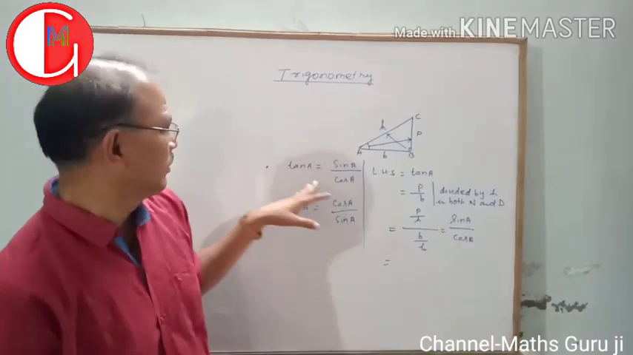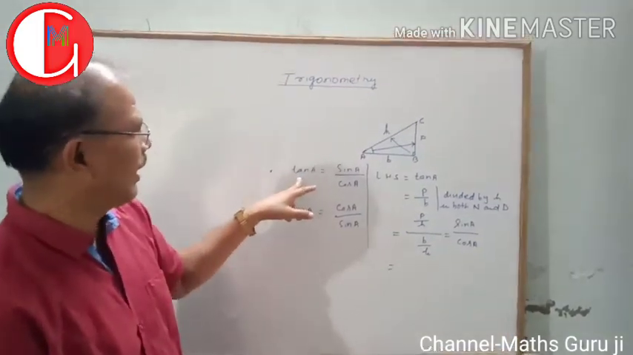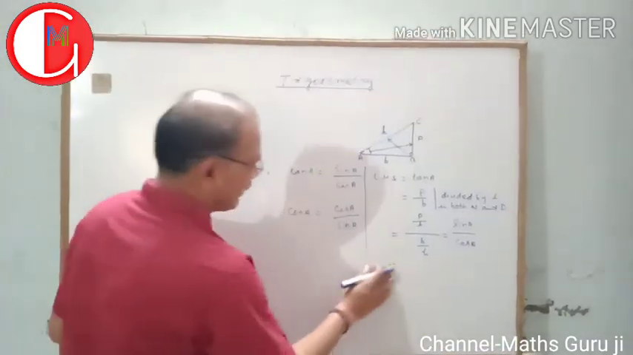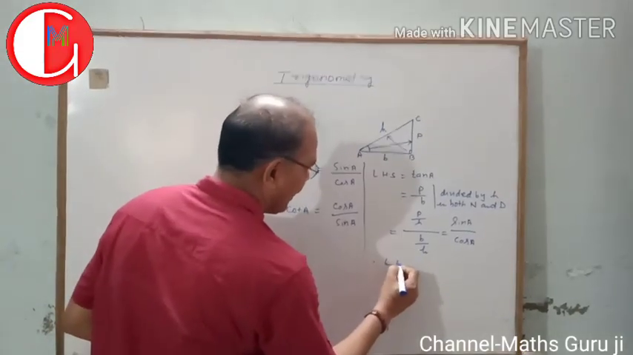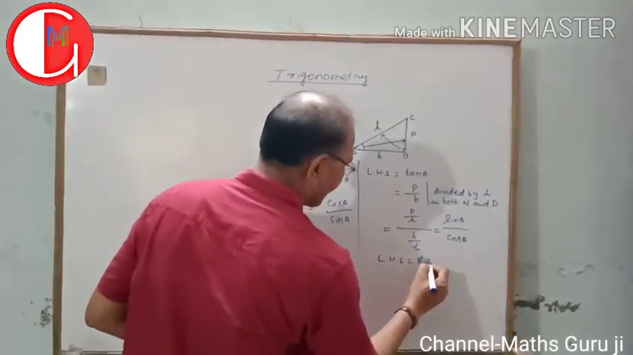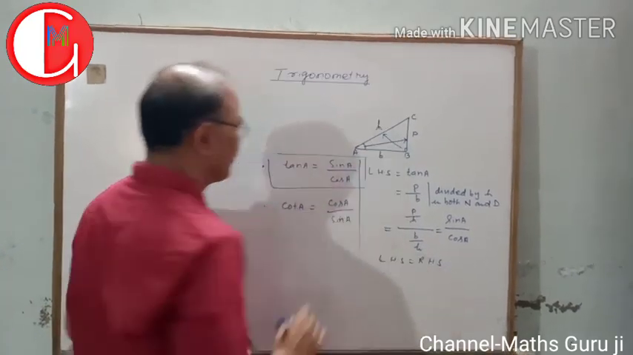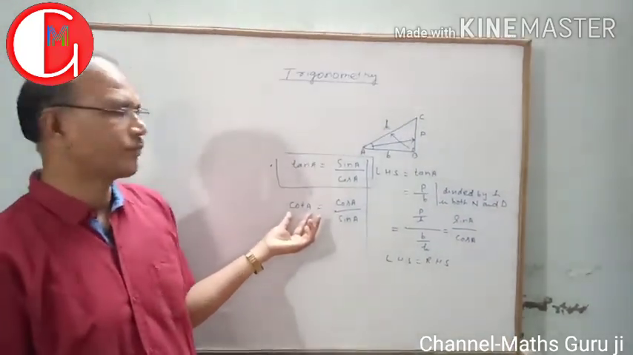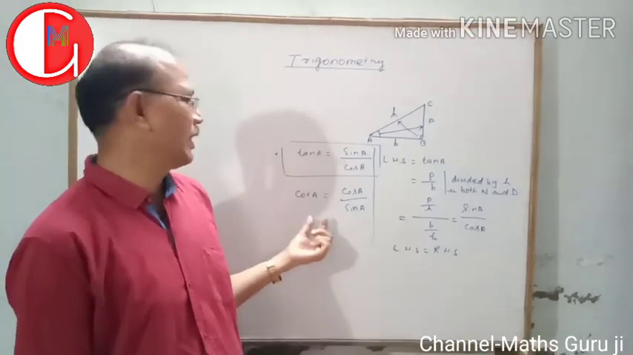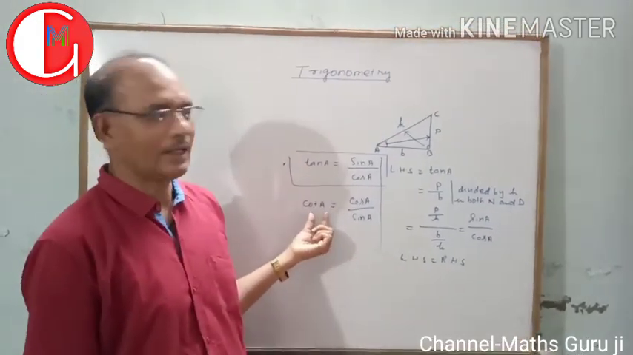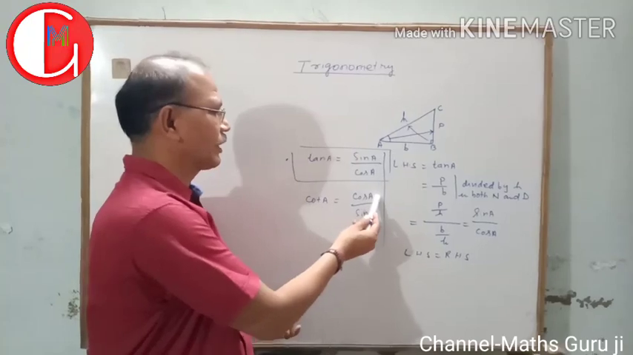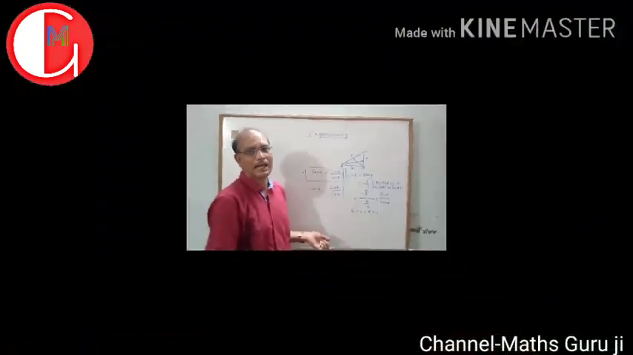So you see here LHS is equal to RHS. Therefore LHS is equal to RHS. This is the formula. Similarly we can prove cot A is equal to cos A upon sin A.